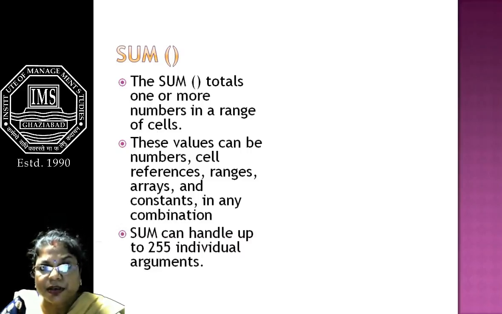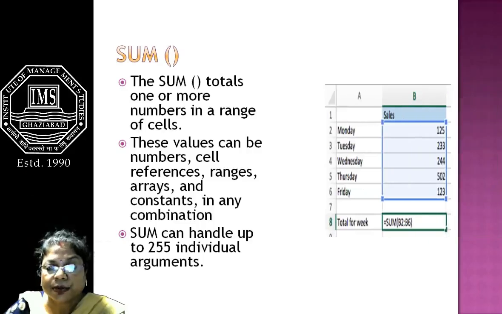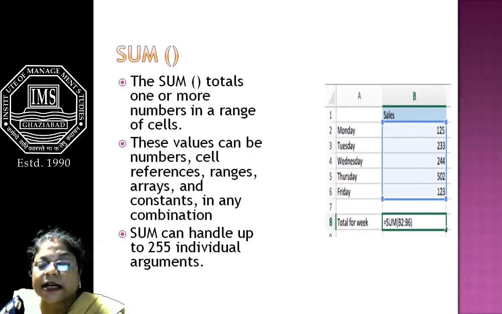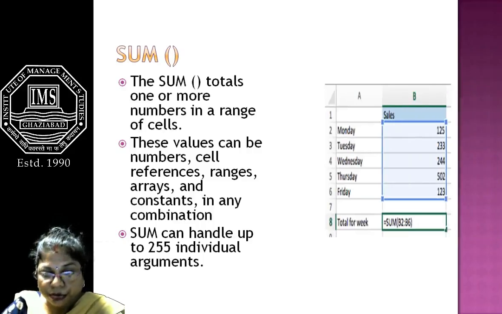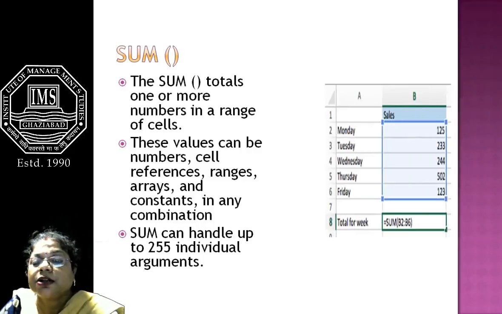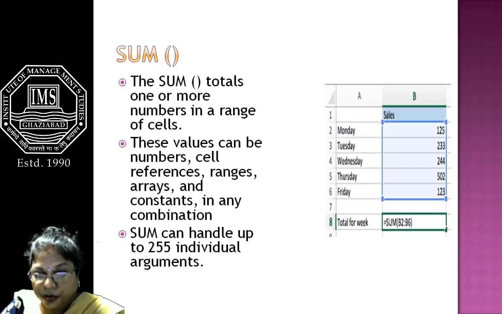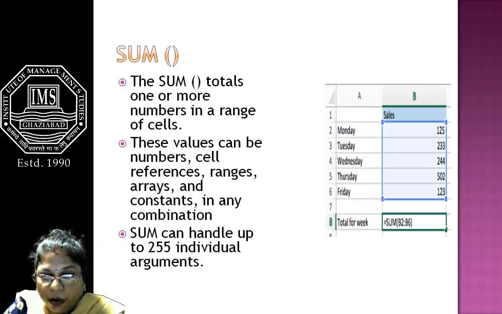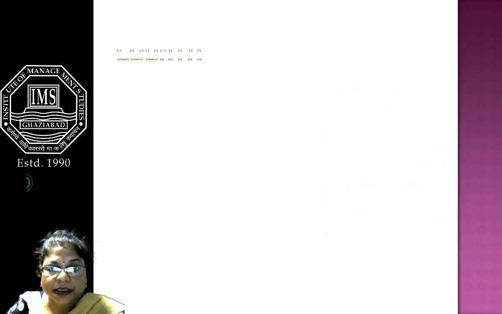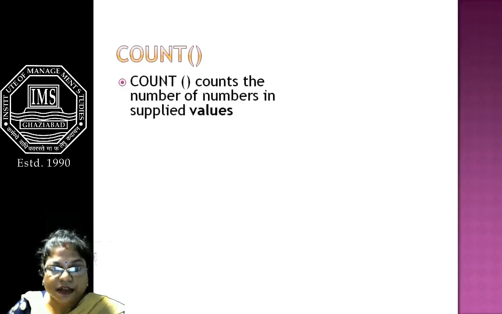The sum function can handle up to 255 individual arguments. As in the example, it is showing that the range is from B2 to B6. The total for the week is going to be calculated by adding all the individual numbers specified in the range from B2 to B6. Next function is the count function.